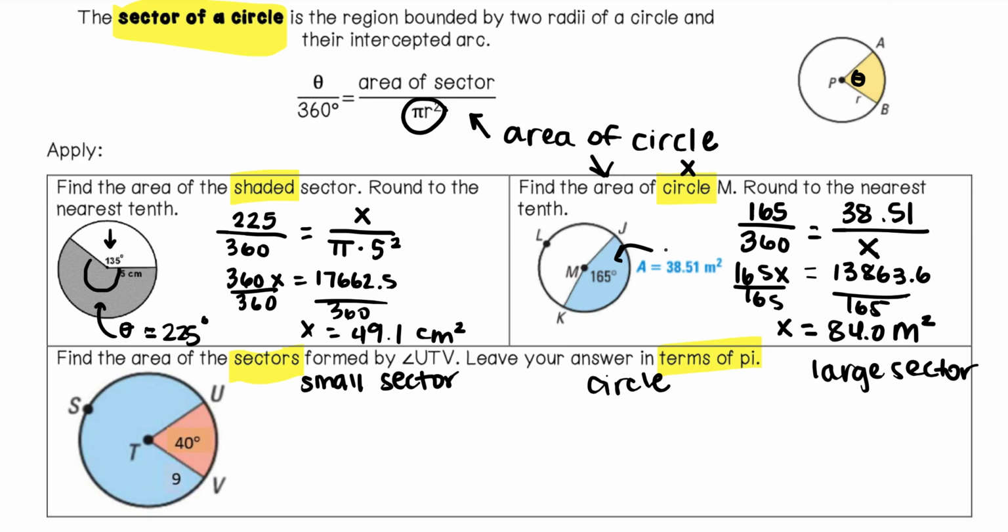Now notice that looks like it's a little bit more than double the blue shaded area, which it should be because 165 is almost half the circle, but not quite. So it should be a little bit more than twice that blue area.